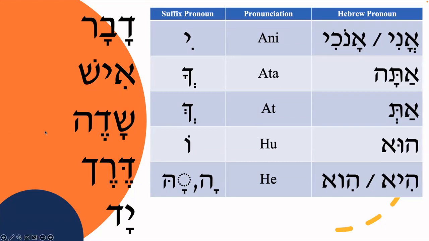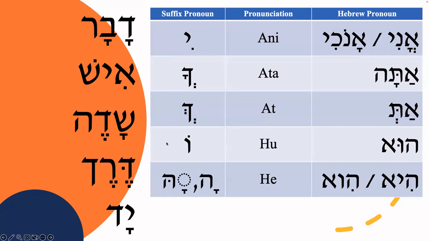Steve, let's see. The third one, yeah. Sadeh, field. It's a field. So this is a suffix you'd add to it. Sadeh. So that would be his field. My, ani, is my field. That's mine. His would be the next one, at the top. That would be your, then her. So me, I, you, his, her.